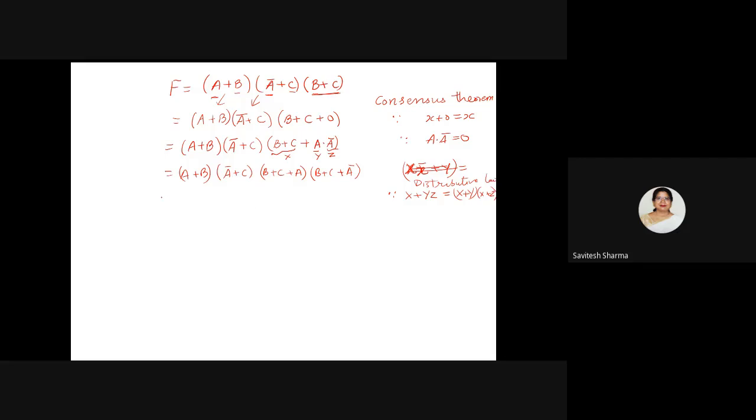Now further, what will you do? So you see there, here A plus B, here A plus B. So you will write it in one side. Here you identify A bar plus C. Here A bar plus C. You will write it here in one side.